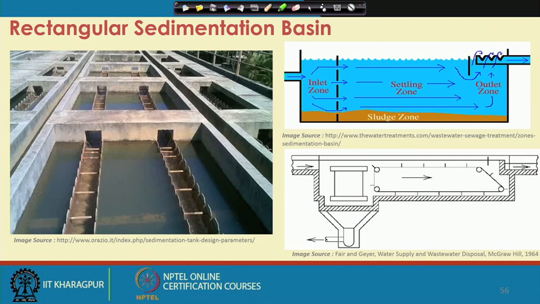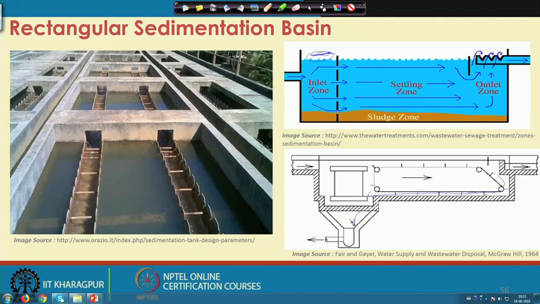So, if you see a rectangular sedimentation basin, the inflow comes in here and then it first goes to an inlet zone, as you can see from here, and then it passes through the settling zone, eventually moves to the outflow zone, and sludge is collected over here. So, these are the 4 zones that we discussed in the earlier lecture for a rectangular sedimentation basin. We can have a device like this, a blade, which can be used to rotate in order to push the particles which are being settled downward and eventually bring them down to the sludge zone.